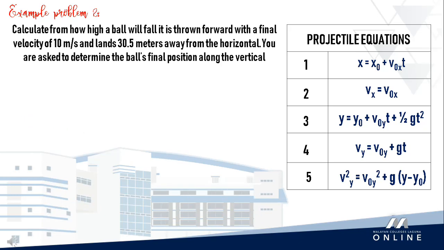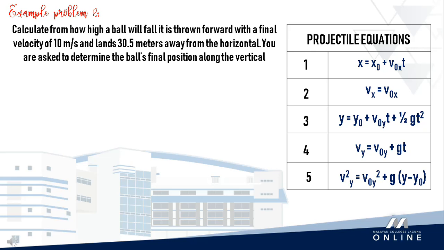Let us solve problem number 2. Calculate from how high a ball will fall if it is thrown upward with a final velocity of 10 meters per second and lands 30.5 meters away from the horizontal. You are asked to determine the ball's final position along the vertical. Get your calculator and notebook and try to solve this problem.